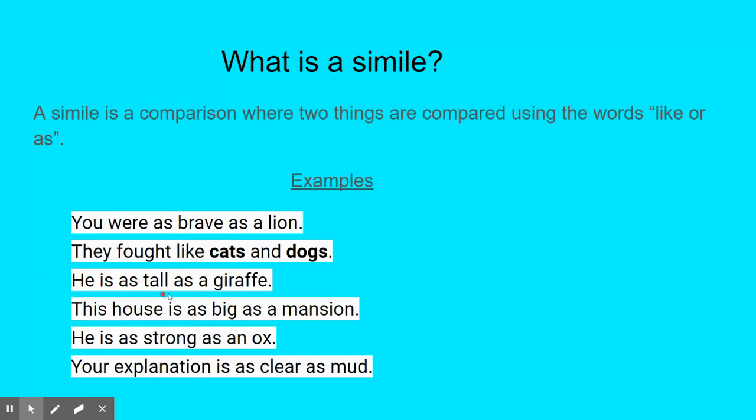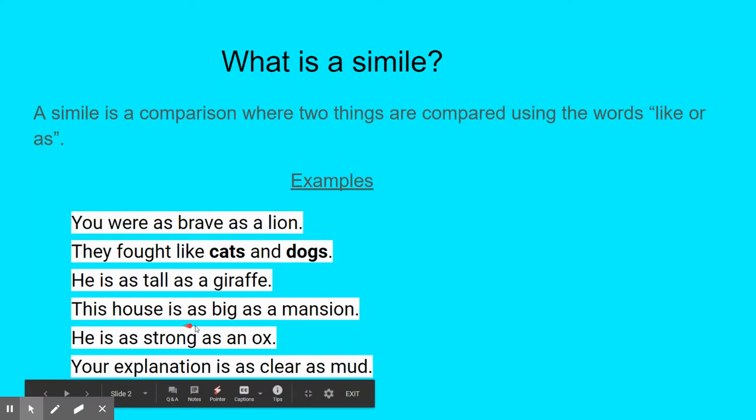He is as tall as a giraffe. They're comparing your tallness to a giraffe's tallness, and the word as is right here. So basically, every sentence with a simile in it has to have the word either like or as. This house is as big as a mansion. They're comparing this house's bigness to a mansion's bigness. And then there's as right here and as right here.